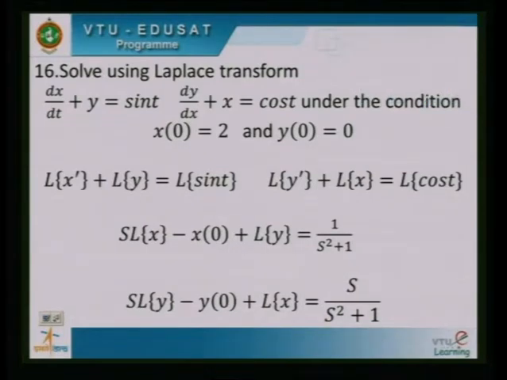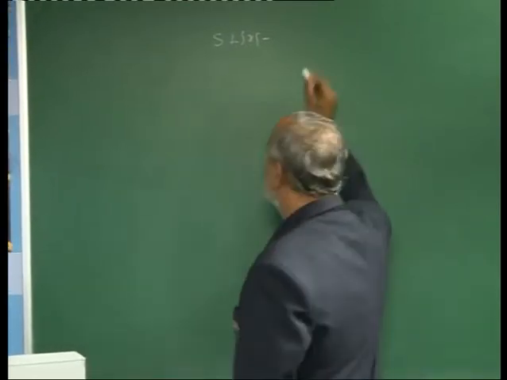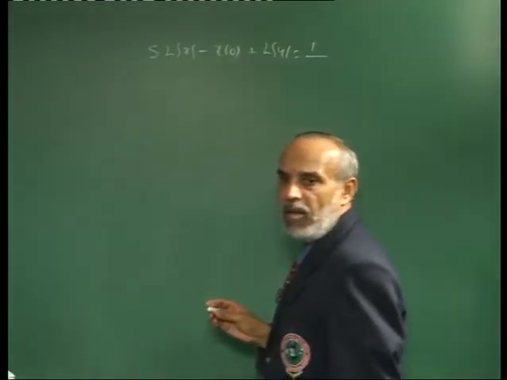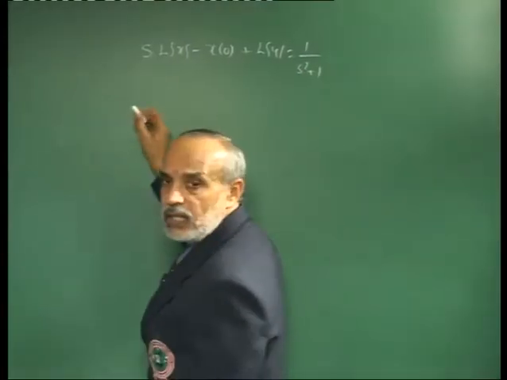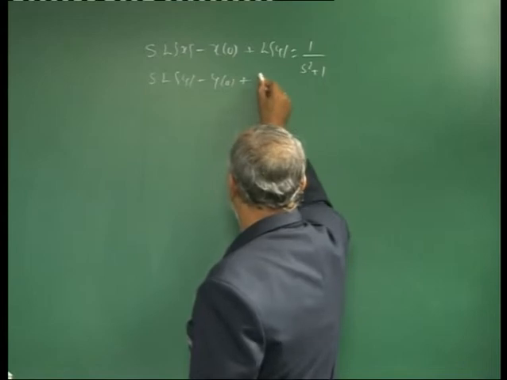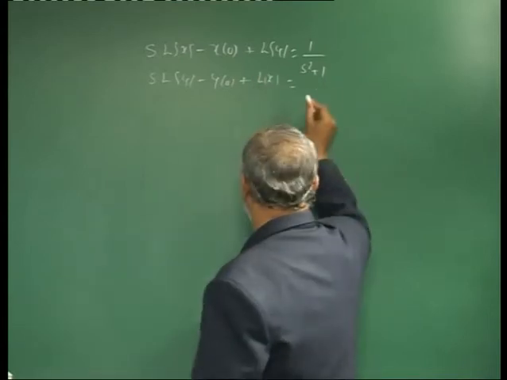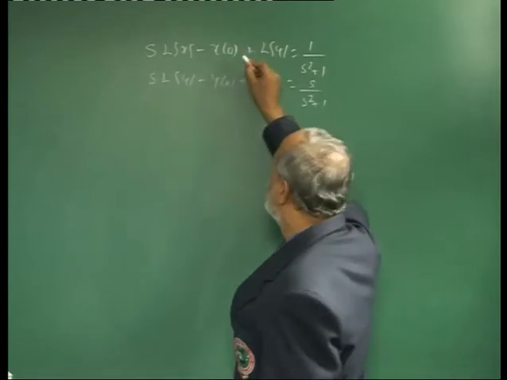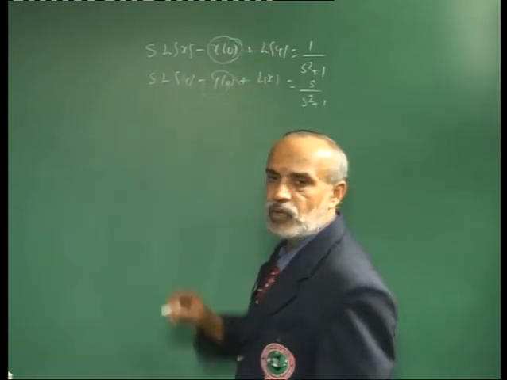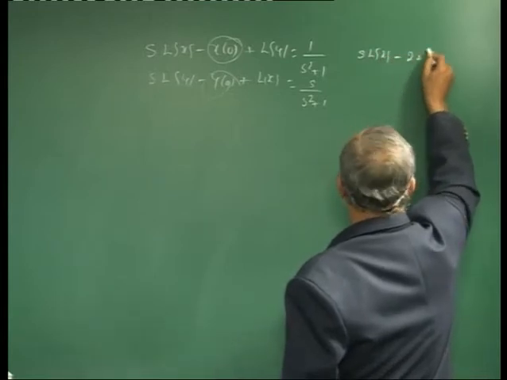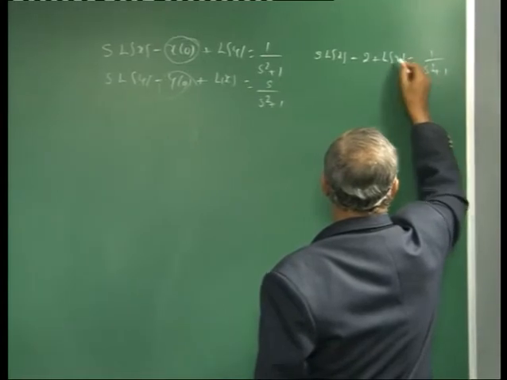Now, s times L of x minus x(0) plus L of y is equal to 1 divided by s squared plus 1. Here, s times L of y minus y(0) plus L of x is equal to s divided by s squared plus 1. Now you can use the boundary conditions. x(0) is given as 2. In place of x(0) you can write 2, and in place of y(0) you can write 0. Now this can be rewritten as s times L of x minus 2 plus L of y is equal to 1 divided by s squared plus 1.